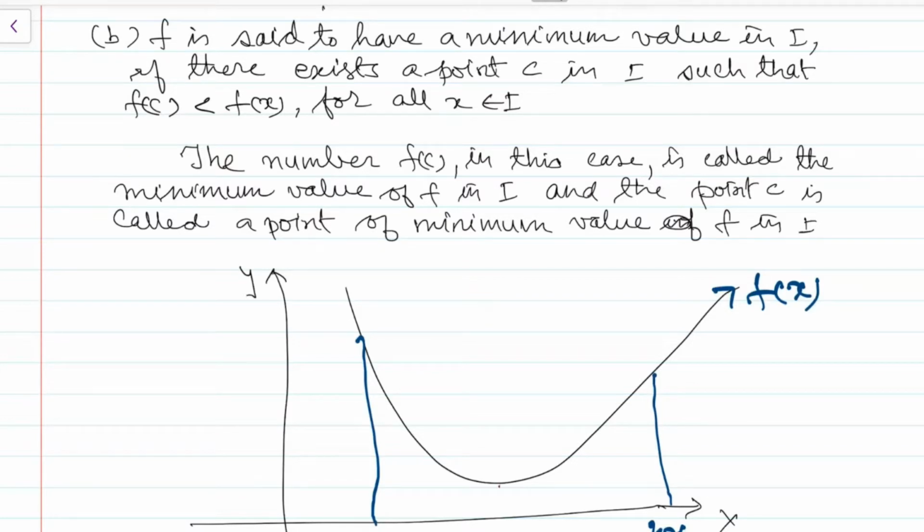Now here is a point x equal to c where the value of the function f(c) is lowest in its neighborhood or in its interval. All these heights are greater than this height. This is the smallest line segment amongst all these line segments. So the number f(c) in this case is called the minimum value of f in I, and the point c, that is (c, f(c)), is called the point of minimum value of f in I.